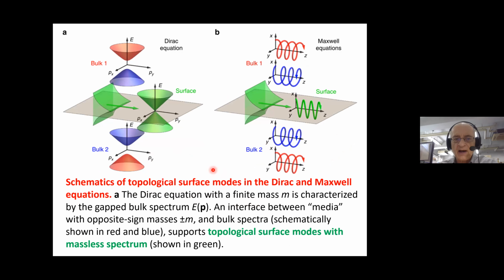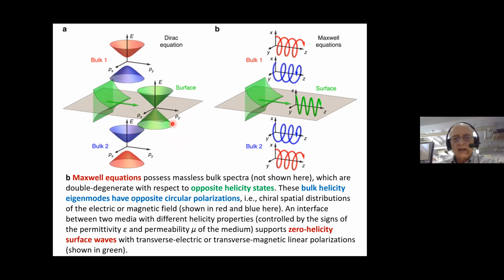In this case, the Dirac equation with a finite mass M has this gapped bulk spectrum. At the interface between the media with opposite sign, the bulk spectra have this topological surface mode with massless spectrum. In this case, there are opposite helicity states, and these bulk helicity eigenmodes have opposite circular polarizations, and the interface controlled by the sign of the permittivity and the permeability supports zero helicity surface waves with transverse electric or transverse magnetic linear polarization shown in green here. So there are many analogies between the fermionic case and the photonic case.